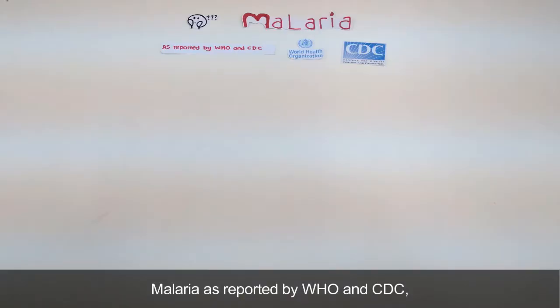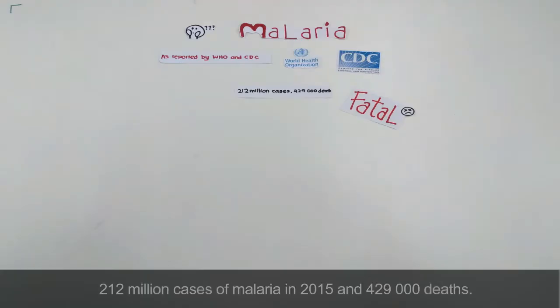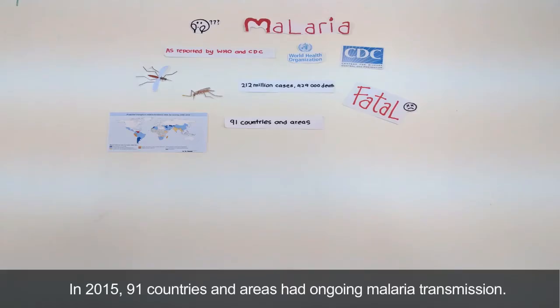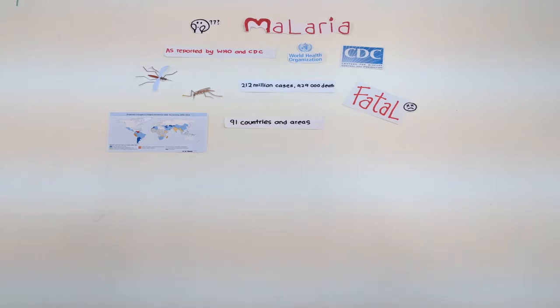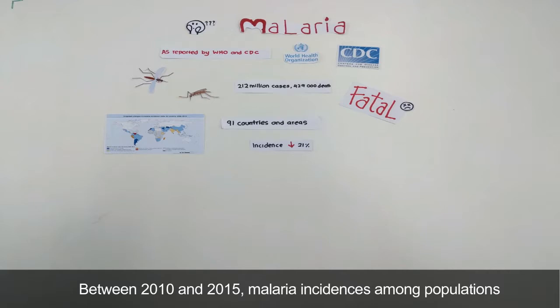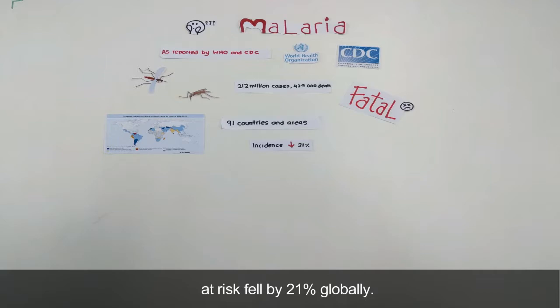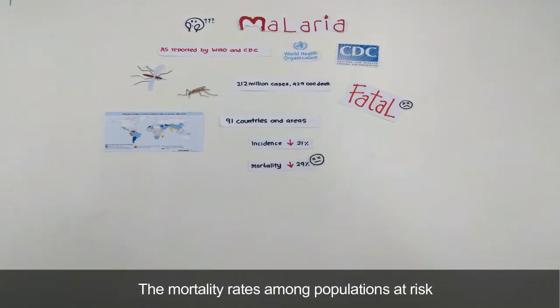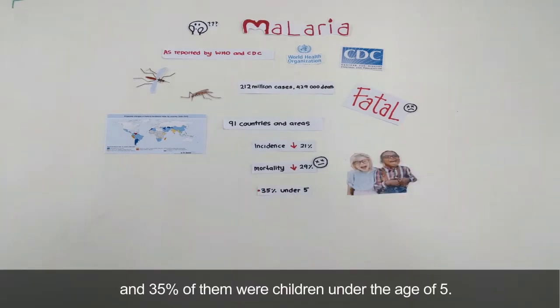Malaria, as reported by WHO and CDC, caused 212 million cases and 429,000 deaths in 2015. In 2015, 91 countries and areas had ongoing malaria transmission. Between 2010 and 2015, malaria incidence among populations at risk fell by 21% globally. The mortality rates among populations at risk fell by 29% globally among all age groups, and by 35% among children under the age of 5.